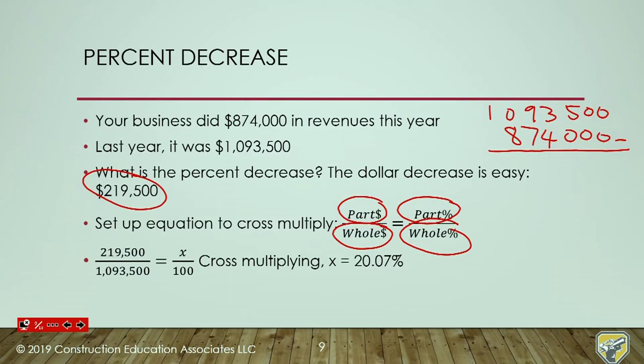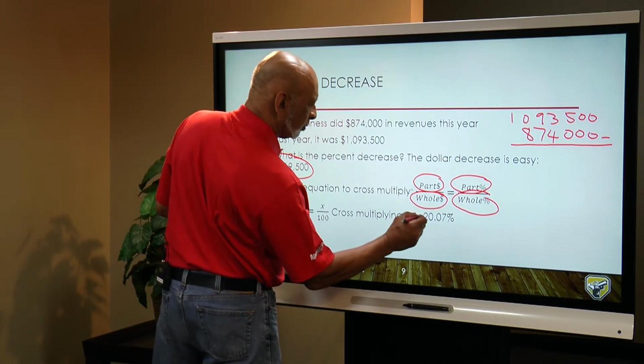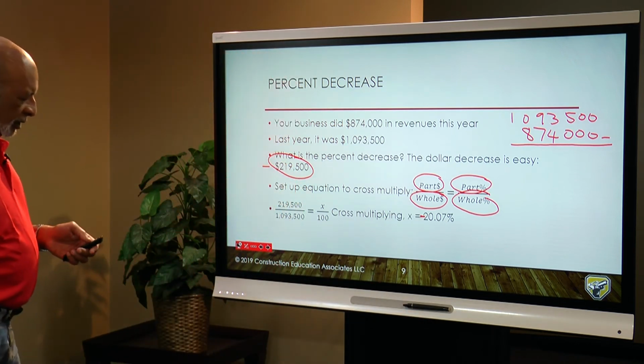And when you cross multiply, I went through the cross multiplication already, but you would have X times 1,093,500 is equal to 219.5 over 100. And so you divide both sides by 1,093,500, and you would get 20.07%. So your business has dropped. So if you're actually writing this in absolute terms, if you put in a negative 219.5, then you would get a negative 20.07% here.